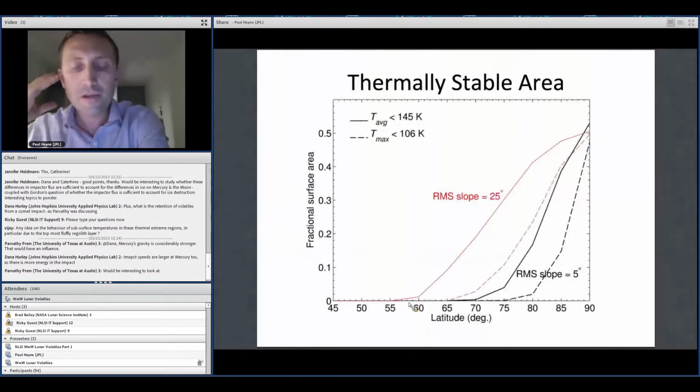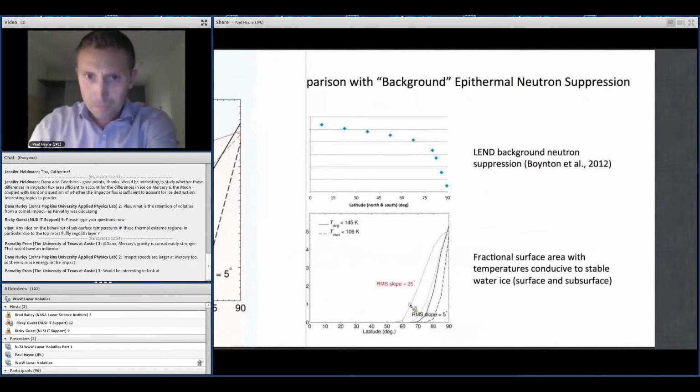So for two different values of the RMS slope, this is as a function of latitude, the fractional surface area that we'd expect ice to be stable either at the surface or in the subsurface. The solid lines are stable subsurface ice, and the dashed lines are stable surface ice. And so you can see, depending on the value of the surface roughness that you choose, the subsurface ice starts to kick in around 65 degrees latitude, and the surface ice starts to kick in around 75 degrees latitude.